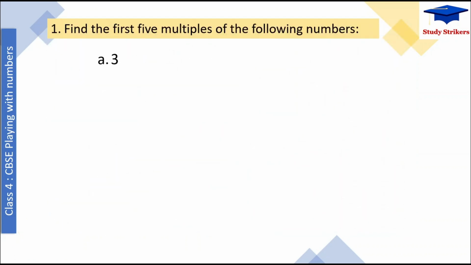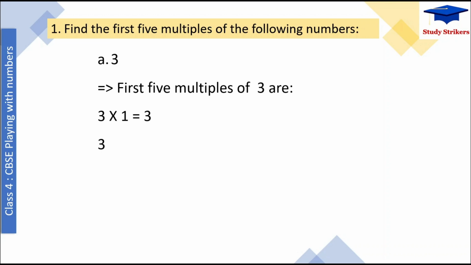In order to find the first 5 multiples of these numbers, we are going to multiply them by the digits 1 to 5. So the first 5 multiples of 3 are 3 into 1 equals 3, 3 into 2 equals 6, 3 into 3 equals 9, 3 into 4 equals 12, 3 into 5 equals 15. Okay, so done with the first example. Let's go for the second one.